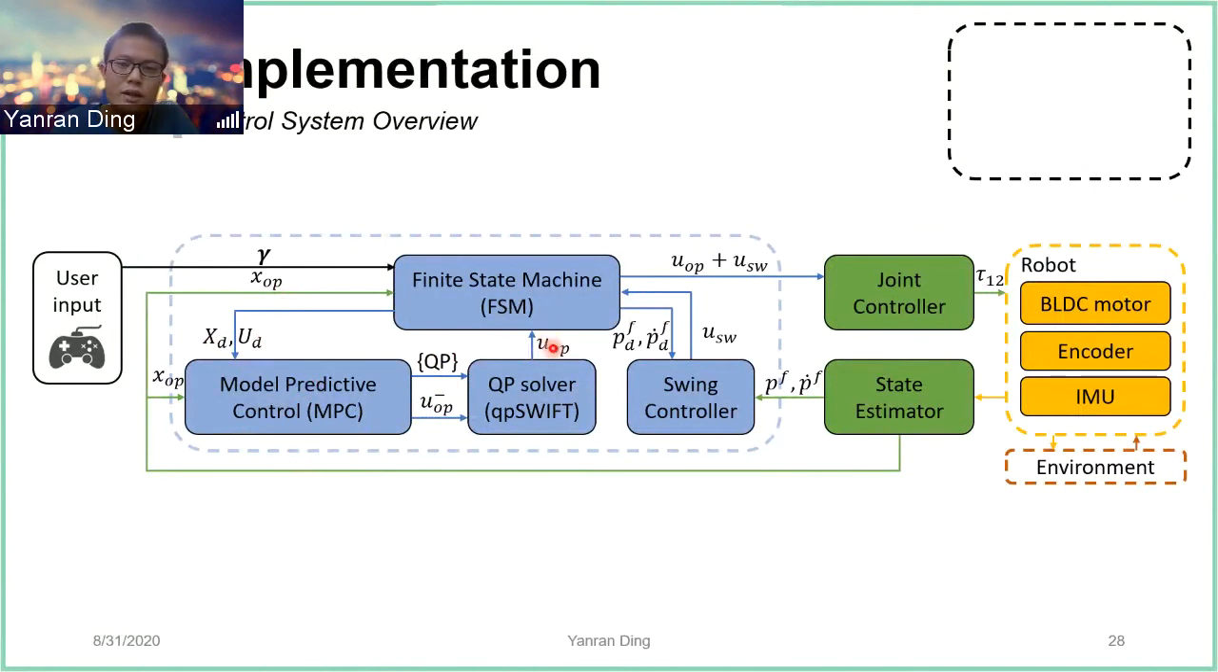And when the leg is in swing, the swing controller takes over, and the robot is interacting with the environment, and the sensor signals go back into the main control loop through a state estimator.